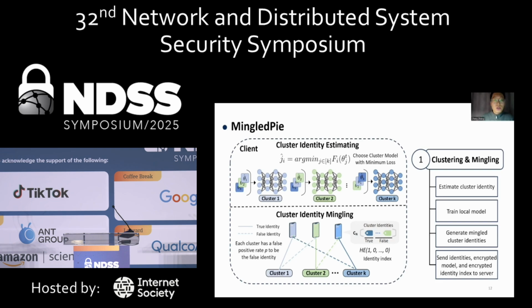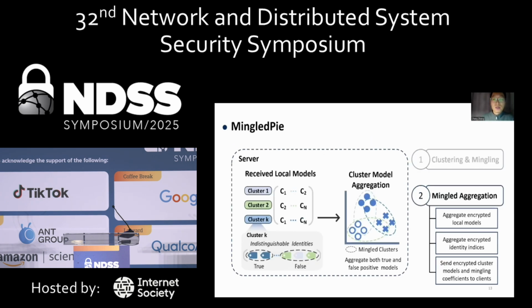So each client builds a cluster identity set, which includes a true cluster identity and some false positive cluster identities, and the client sends this set and the encrypted local model to the server. During the aggregation phase, the server can build a mingled cluster based on the cluster identity set. These mingled clusters include both true clients and false positive clients.